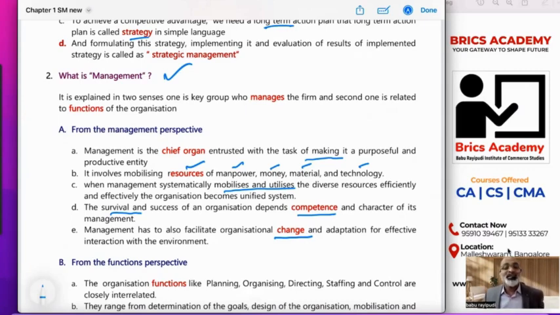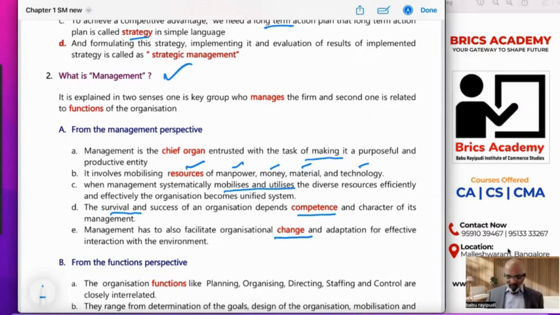So what is management? Management is all about mobilizing resources. Management is all about utilizing resources efficiently. Management is all about bringing changes, whatever is required according to the environmental situation. Now, what is strategy? It's a long-term action plan to achieve competitive advantage. What is competitive advantage? It is performing business activities better than others. What is management? Management is all about three very important things: mobilizing resources systematically, utilizing resources efficiently, and making sure that if any changes are needed in the organization, because of which the organization is not able to achieve anything, then bringing those changes will be called management.